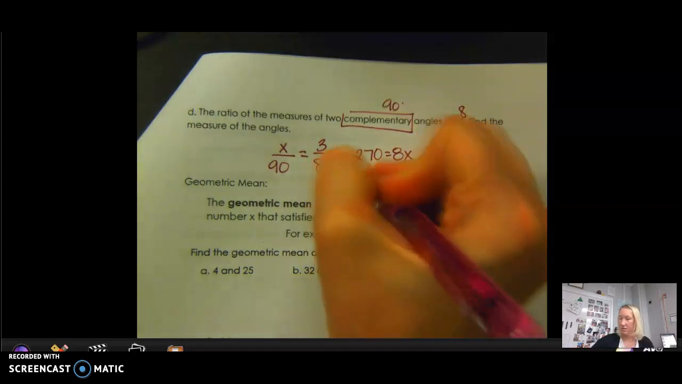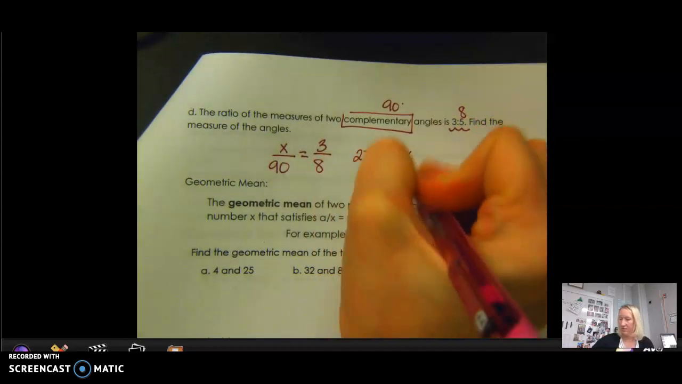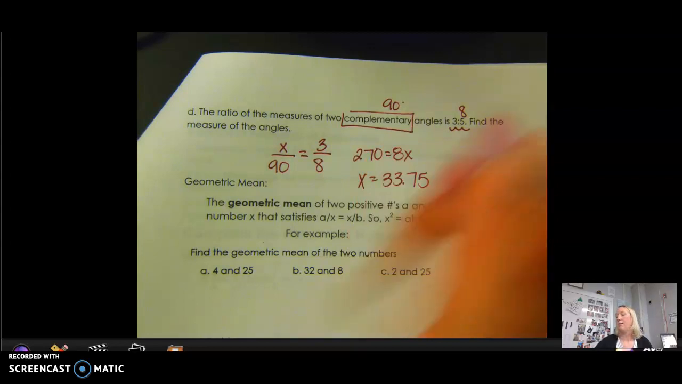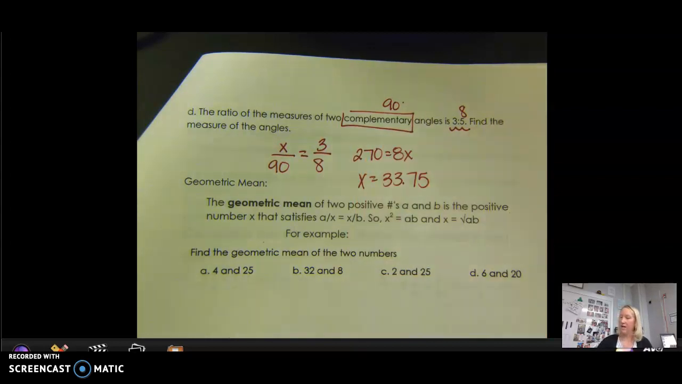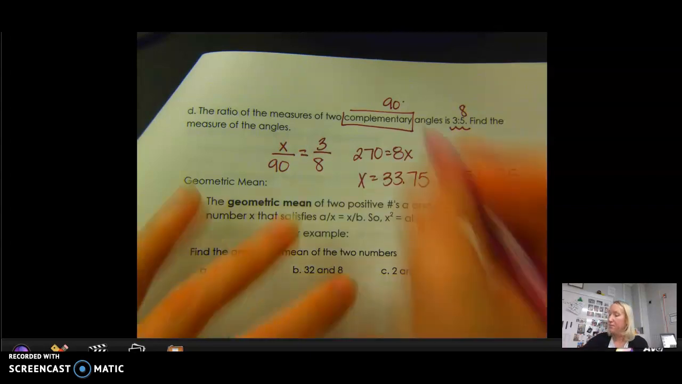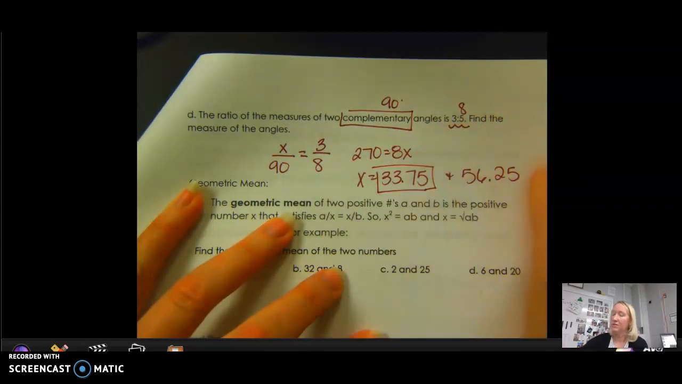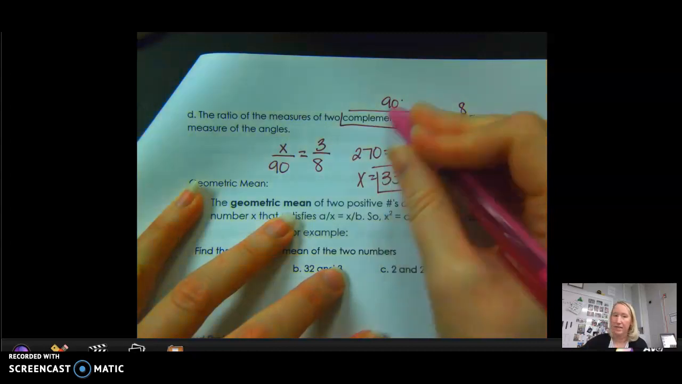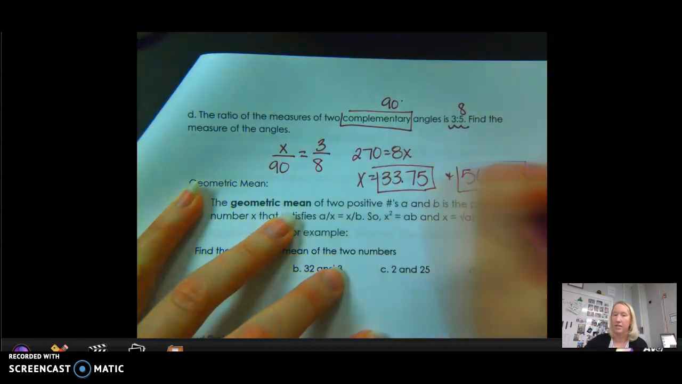So I get x equals 33.75. And then 33.75, so that's the first angle. But then I could subtract that from 90 and I get this for my second angle.